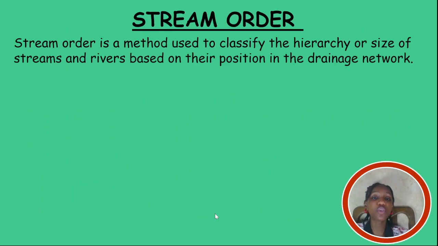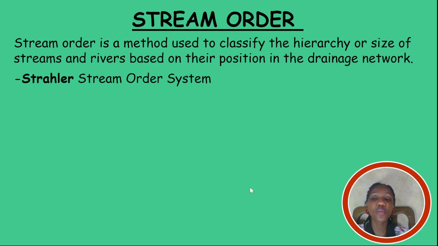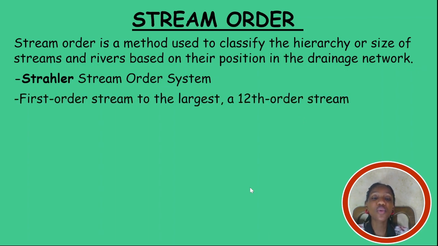Stream order is a method used to classify the hierarchy or size of streams and rivers based on their position in the drainage network. The most common method used to classify rivers or streams is the Strahler stream order system. When using the Strahler classification, the size of the streams ranges from first order stream to the largest, a 12th order stream.